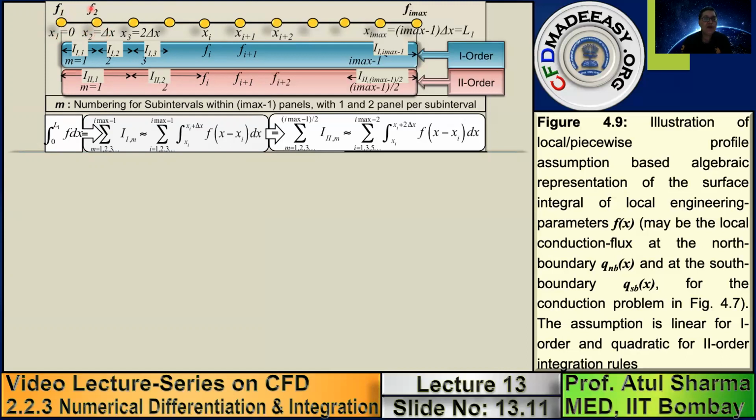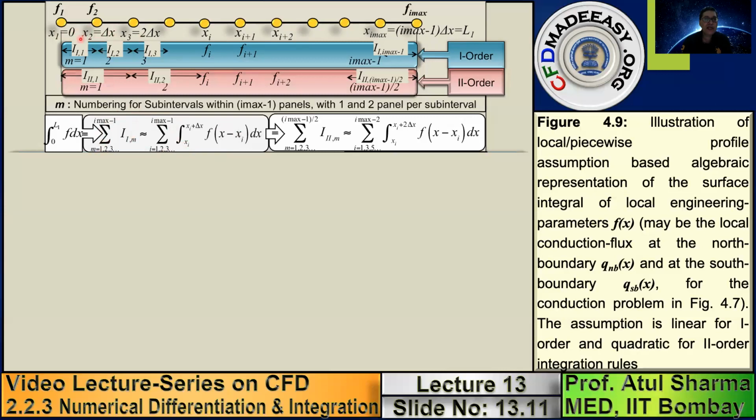Whereas if you take a quadratic variation, you have ax squared plus bx plus c. So you have 3 constants, a, b, c. Now to calculate those 3 constants, you need 3 point values. So you have to take 3 points, which corresponds to 2 panels. So in the case of quadratic, when you locally assume a quadratic variation, you have to consider 2 panels in a subinterval. So this is the formula which is used.